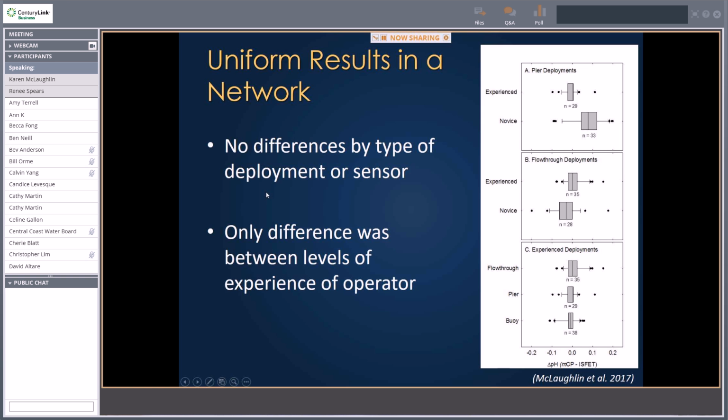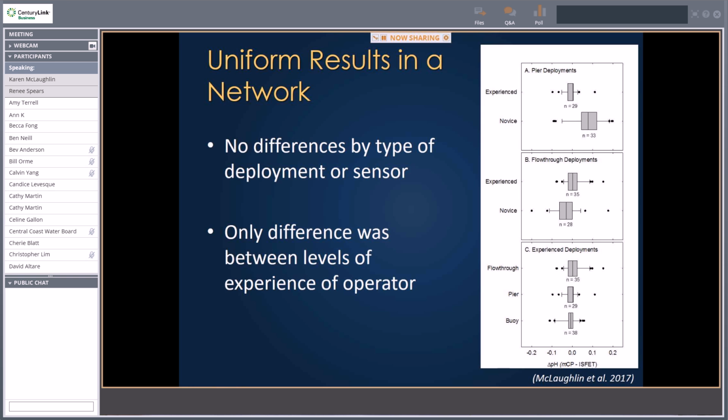So remember, I was talking about how it's very important for different monitoring programs to be able to compare their data. This shows you that for any type of deployment, there is very little difference, no statistically significant difference between experienced users on those 3 different platforms in 6 different environments. The only difference was between experienced and novice users. So experienced users, again, are having really high accuracy, but novice users have a little bit of difficulty.